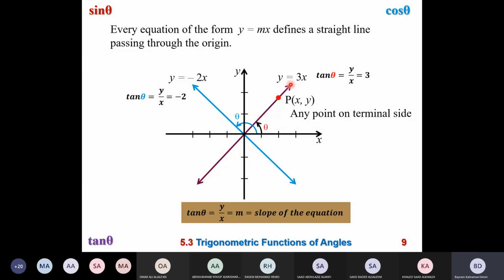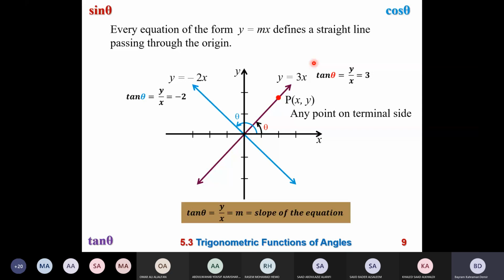So in the example, we have the equation y equals 3x. Of course, the graph is going to cross the origin, right? Graph is going to cross the origin. And imagine this is the terminal side of theta, right? This is the terminal side of theta. And when you take any point on the line, tangent of theta will be y coordinate divided by x coordinate. But y over x will always be 3 because y is equal to 3x, right?